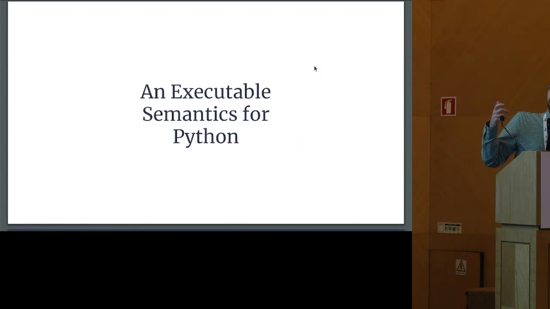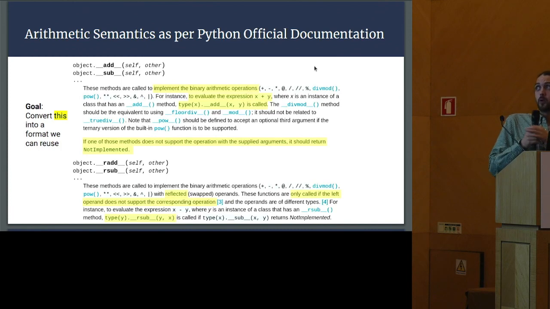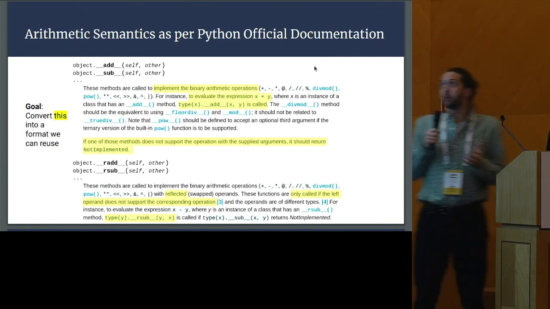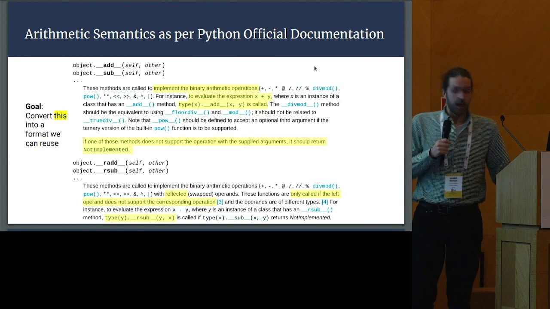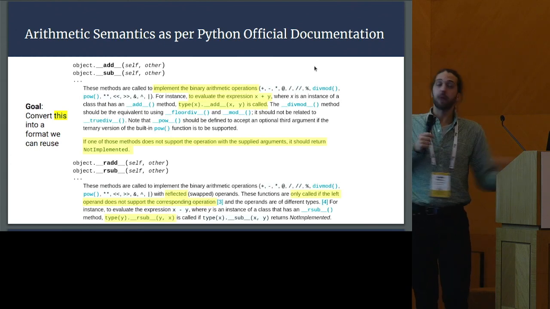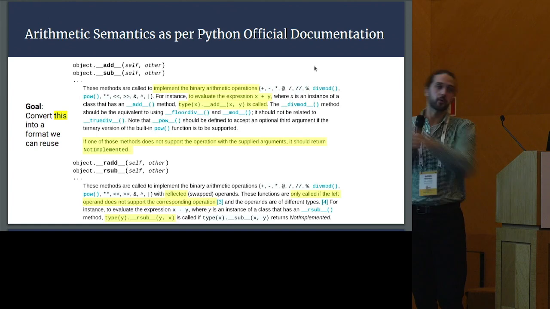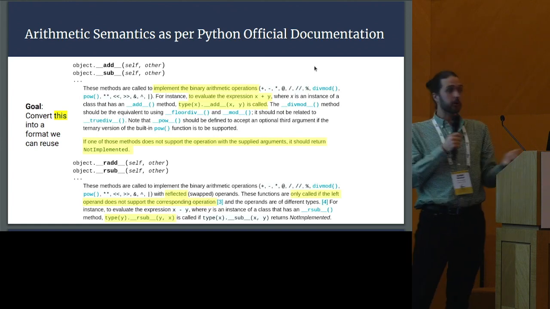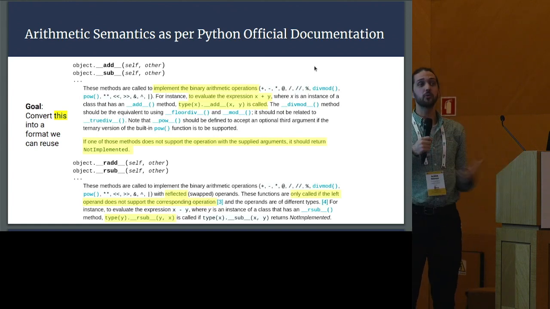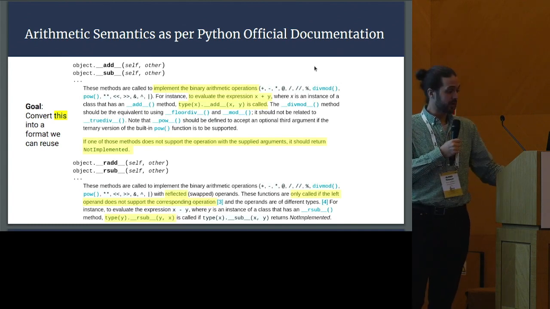And we come back to that executable semantics that we wanted to write, to be able to implement all that behavior that we've seen and just be able to reuse it, to have it in some format which we can reuse when we start an implementation. So what we did is we went on the Python official documentation here, and everything I've just described is highlighted in yellow. Our goal is to convert this into some form of reusable format that we can reuse across compilers.